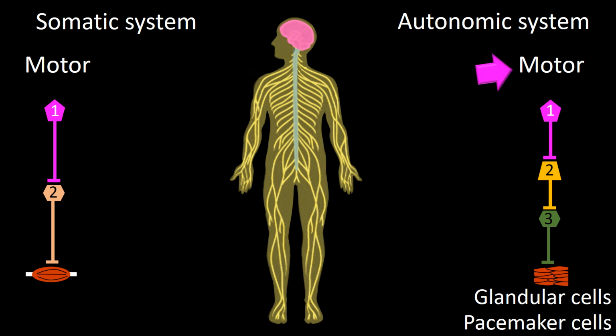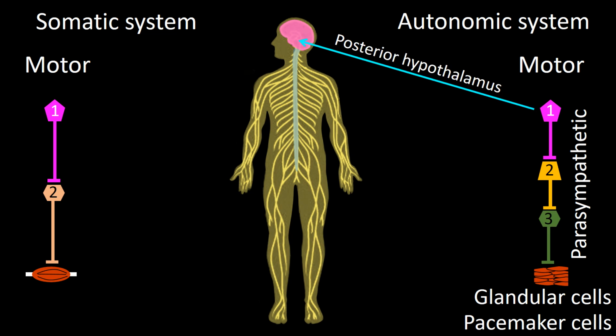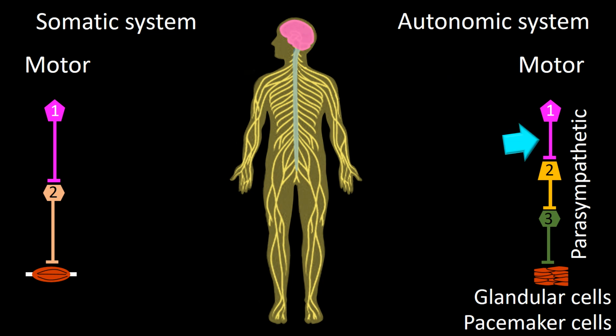So now let's go back to the motor arm of the autonomic system, because as you know, the motor autonomic system is further divided in two systems. In the next few minutes, I will talk about each of them individually. We will start with the parasympathetic system. The first neuron of the parasympathetic system is in the posterior region of the hypothalamus. Their axons constitute the dorsal longitudinal fascicle or fasciculus of Schutz.